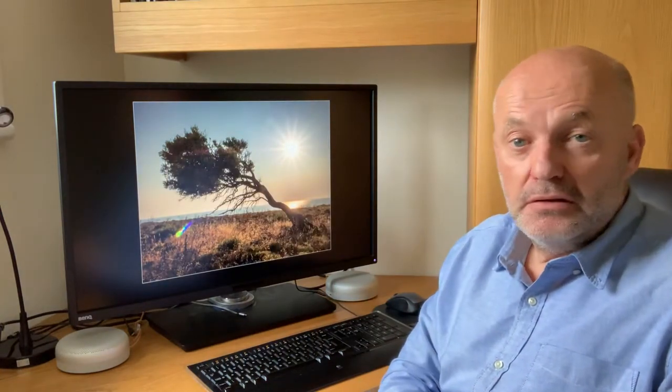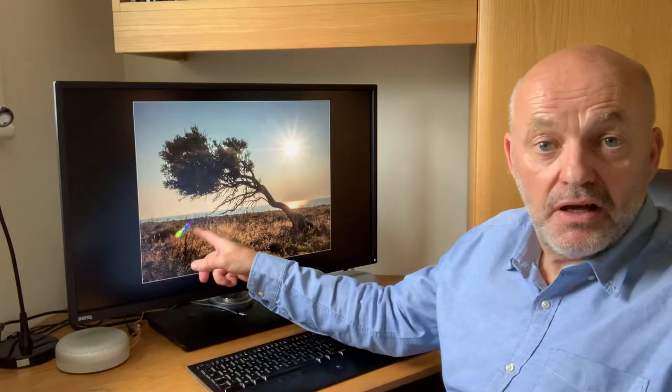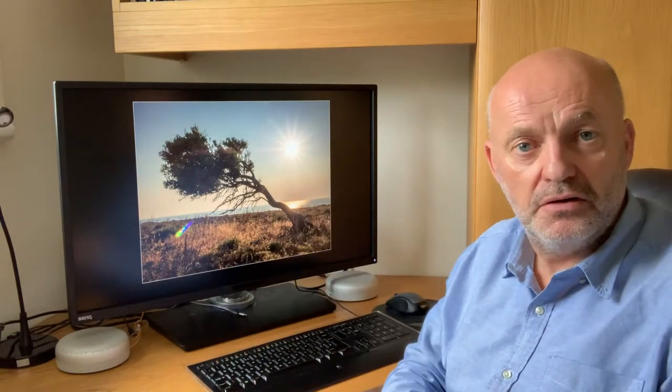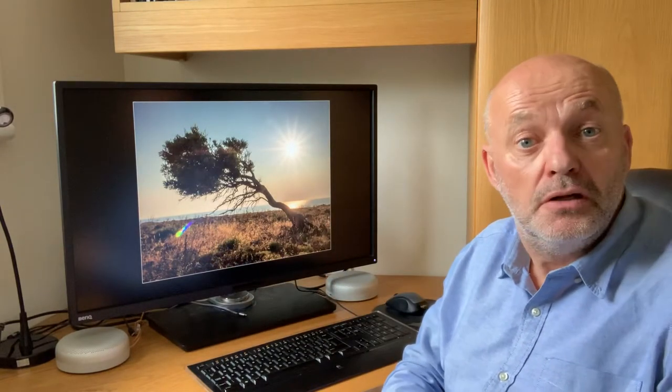Windswept tree on a hill. Oh my God, you've left the lens flare in. Yes, I have. Could I have removed it? Yes, I could. Chose not to.